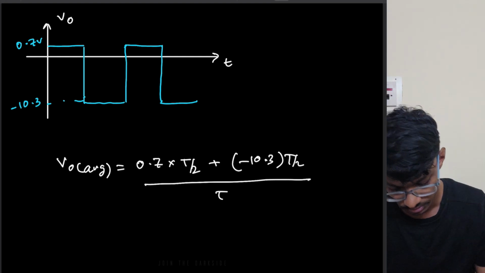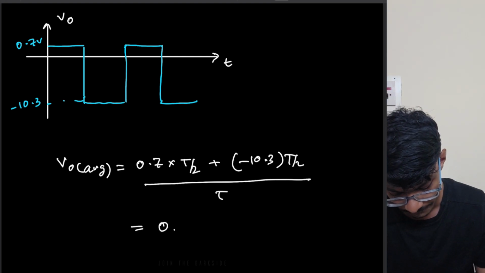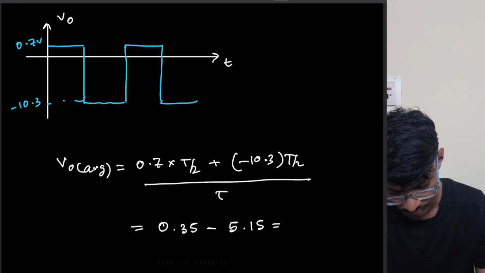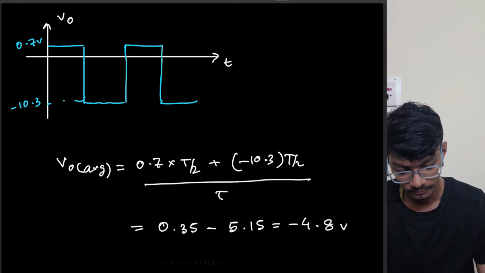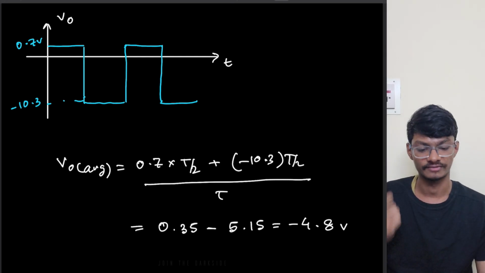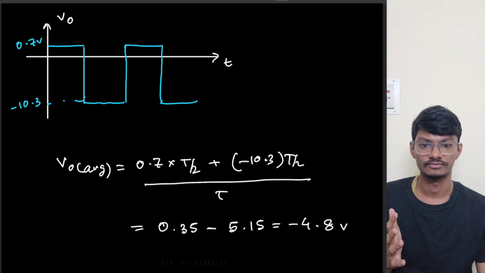So this is basically 0.35 minus 5.15, which equals minus 4.8 volts. So we can see that the average voltage has been shifted by 0.7 volts.